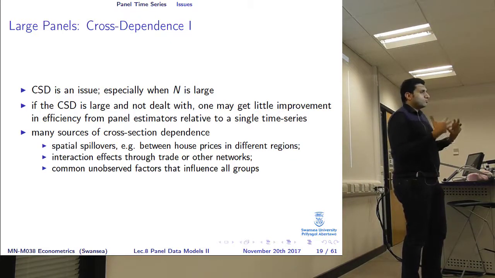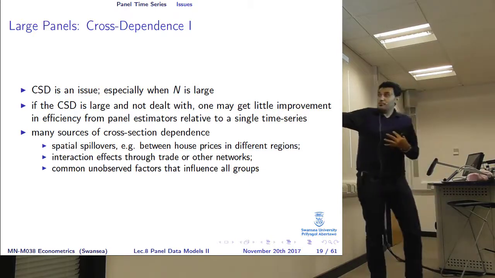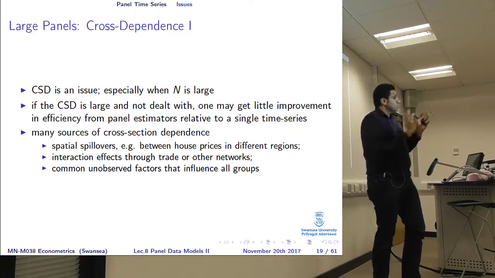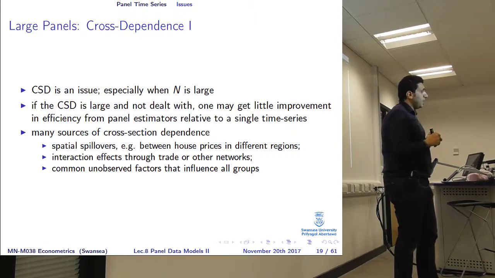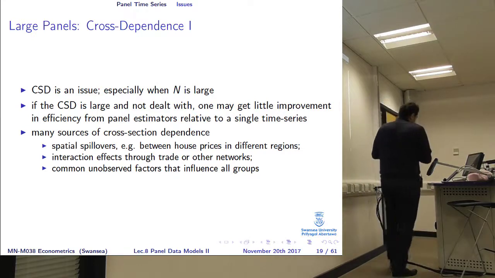If you have a model with cross-sections that include a number of countries, they can still be affected by each other through trade linkages or financial linkages. They don't have to be neighbors, and they don't have to have this spatial spillover. They could be linked in different ways. And this is something you need to consider if you have a large panel.